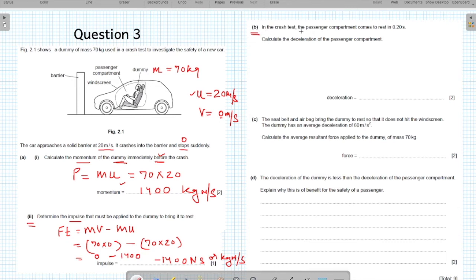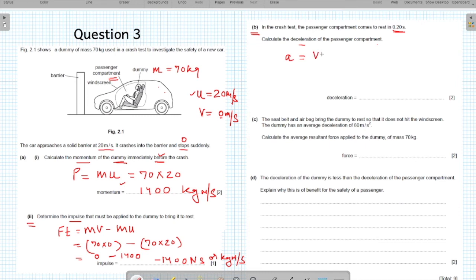In the crash test, the passenger compartment comes to rest in 0.2 seconds. That means the car comes to rest in 0.2 seconds. Calculate the deceleration of the passenger compartment. Deceleration means you have to use the formula for acceleration. Simple. Please go through my video on acceleration if you do not understand deceleration and acceleration.